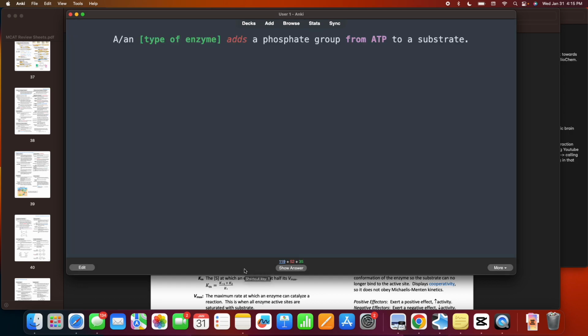So let's do that again. What type of enzyme adds a phosphate group from ATP to a substrate? It should be, whenever you're adding, a phosphatase. Sorry. I mean, you're taking the phosphate and adding it somewhere else to a substrate.